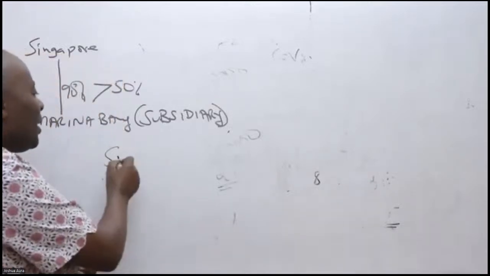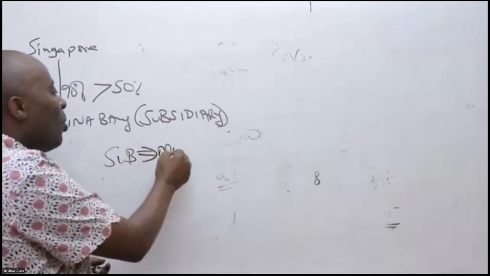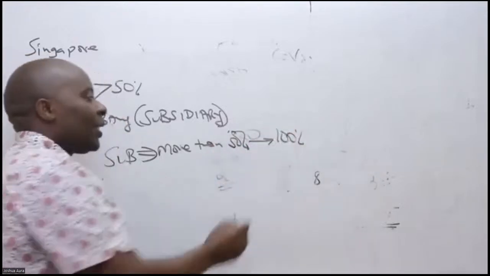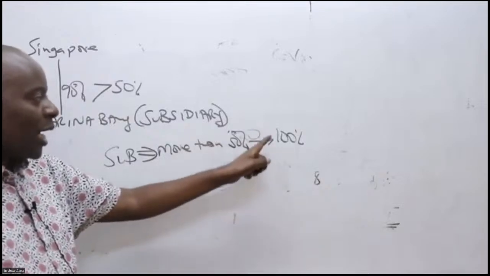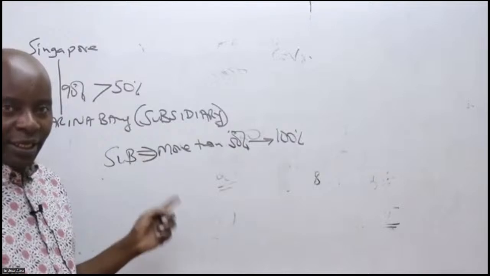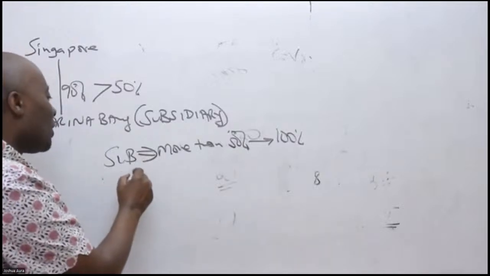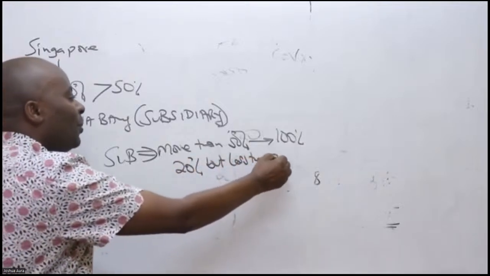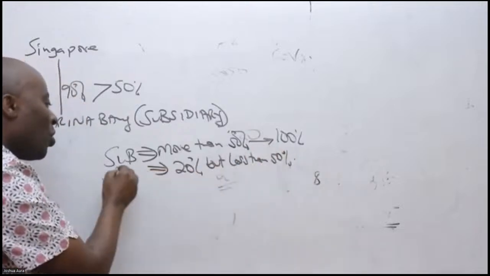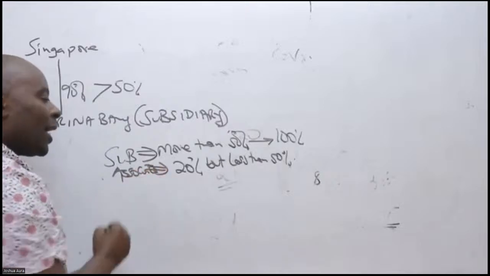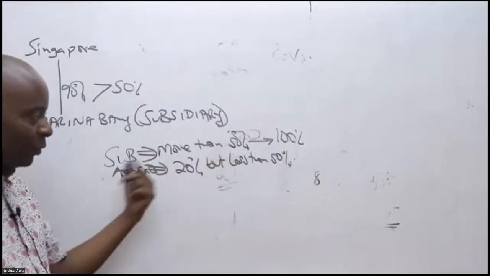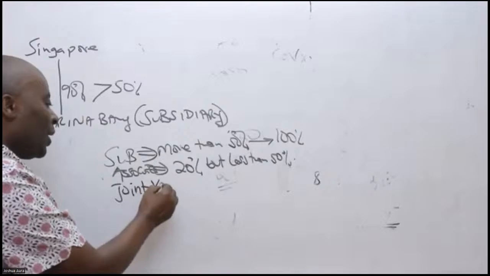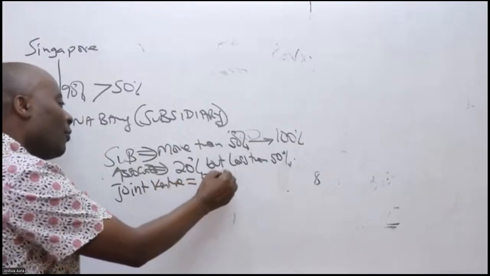If you remember, a subsidiary is anything that is more than 50% all the way to 100%. If you own more than 50% all the way to 100%, then we call that a subsidiary. And anything that falls in between, 20% but less than 50%, we call an associate. 20% to less than 50%, we call it an associate. And then we have a joint venture. A joint venture is exactly 50%.